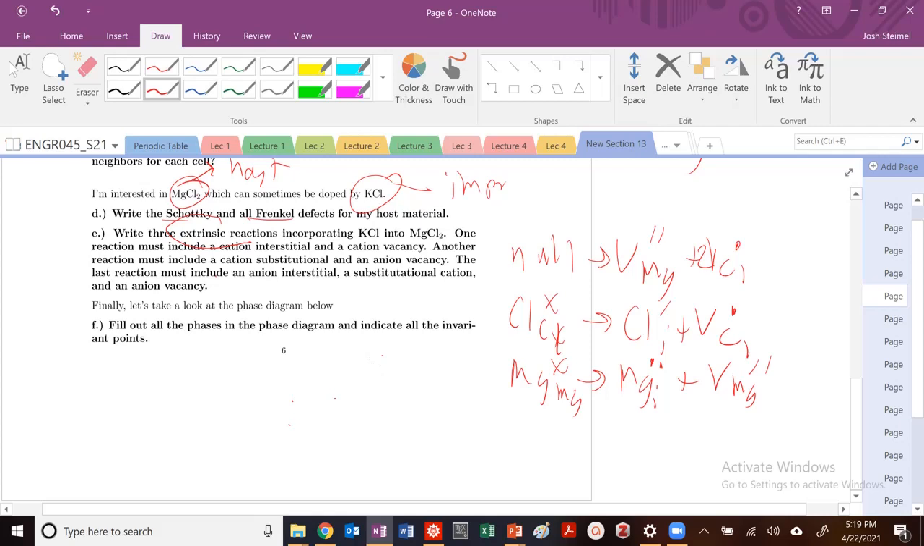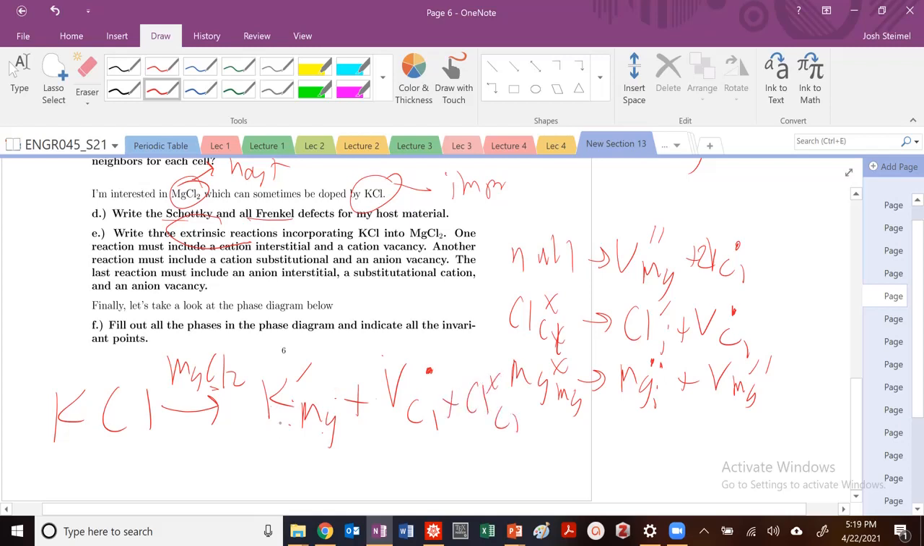Another reaction, KCl into MgCl2, must include a cation substitutional. So K is going to substitute for Mg. I'm going from 2 plus to 1 plus, so that's going to be a minus. And an anion vacancy, so a vacancy on Cl. Charge balance, good. So K, I need my plus, Cl, Cl. Along the X, what about along the subscripts? Mg, Cl, Cl, got it. Mass balance, charge balance, I'm good to go.